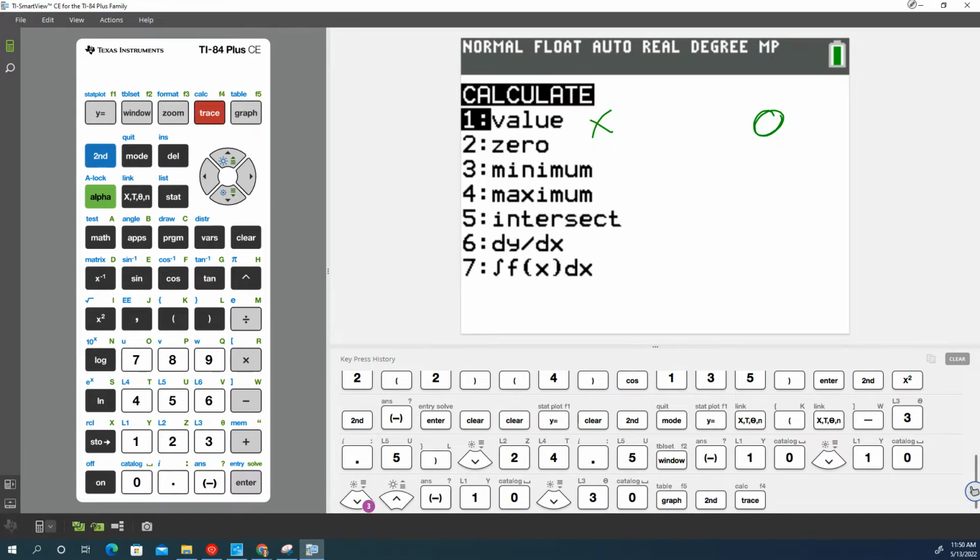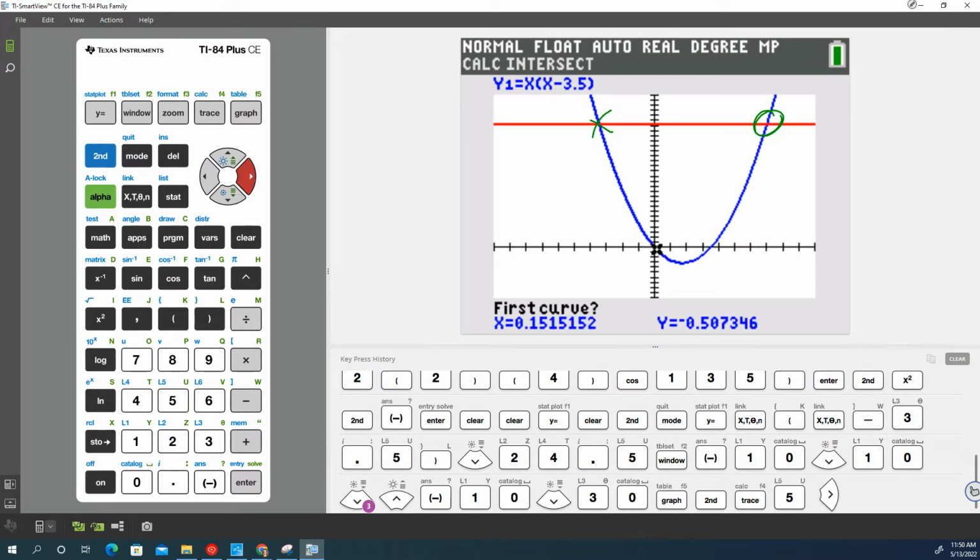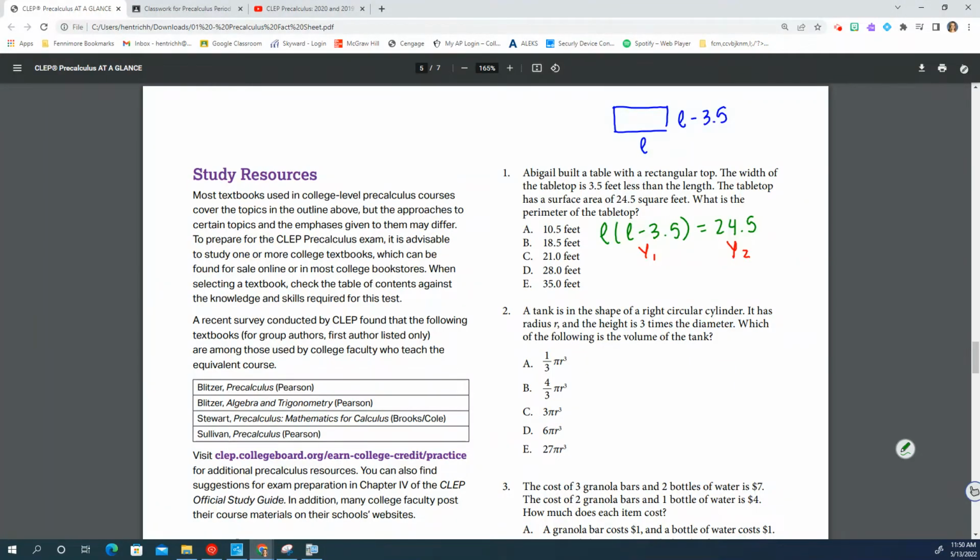Second calc, intersect is option 5. First curve, toggle over to the intersection point. Second curve, where they intersect at 7. Okay, so when L is 7, for perimeter, I would do 2 lengths plus 2 widths, which is 2 times 7 plus 2 times (7 minus 3.5). Honestly, I'd plug all that into my calculator and I'd get 21. Okay, good deal. Next one, number 2.